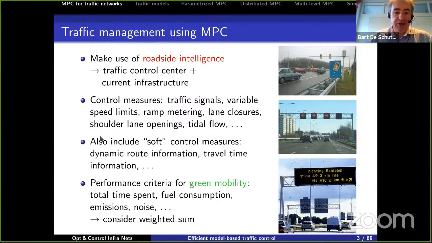In addition, in this presentation, we're also going to include so-called soft control measures. For example, dynamic route information. That's what you see here at the bottom right. And so we have a route information panel that would indicate that if you want to go to the airport of Schiphol, that to the left, there is a traffic jam of 3 kilometers, and to the right, there is a traffic jam of 2 kilometers. And mostly these information panels are used to provide real-time information, but in exceptional cases, you may also want to use them to control, to steer traffic a bit in the right direction.